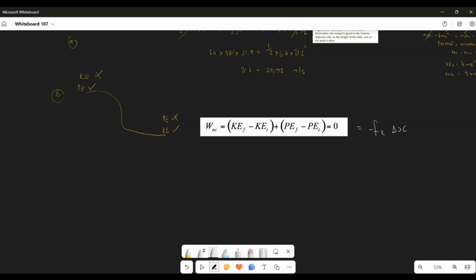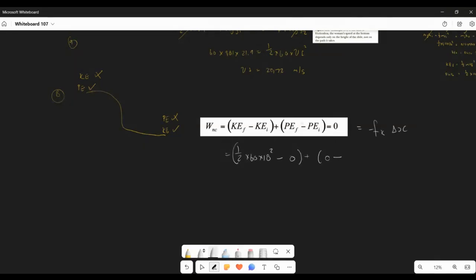So let me set it up for you here. The final we have, so that's just going to be half the mass was 60 times 18 squared. We know that this is 0, right? There's no, oh, my bad. Yeah, it's 0 at that end. Plus potential energy final. We know that's 0.